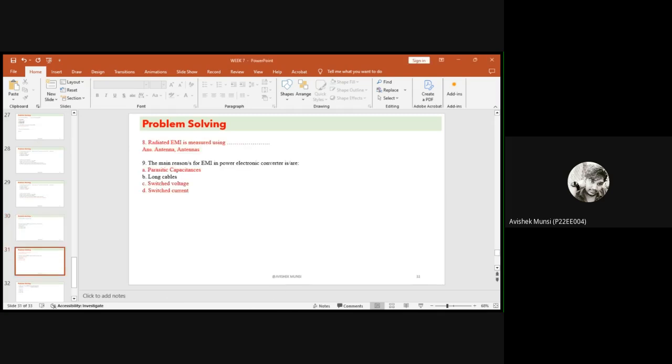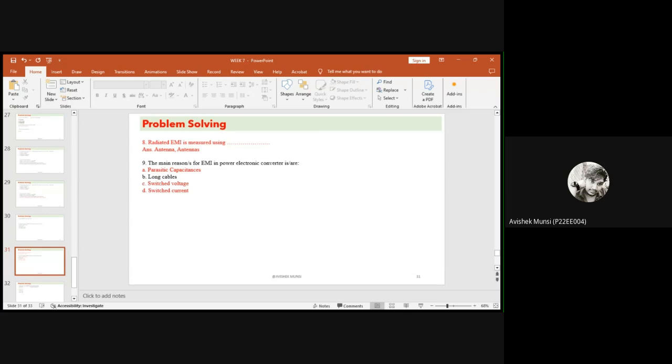Fine, so I got two answers. Radiated EMI is measured using antennas, right? You require an antenna within your shielded room or screen room, I already discussed. The main reason for EMI in a power electronic converter is obviously parasitic capacitance. Long cables, and there is no long cable within a converter. Switched voltage and switched current, obviously, introduce transient noise. So these are the probable reasons for EMI in a power electronic converter.